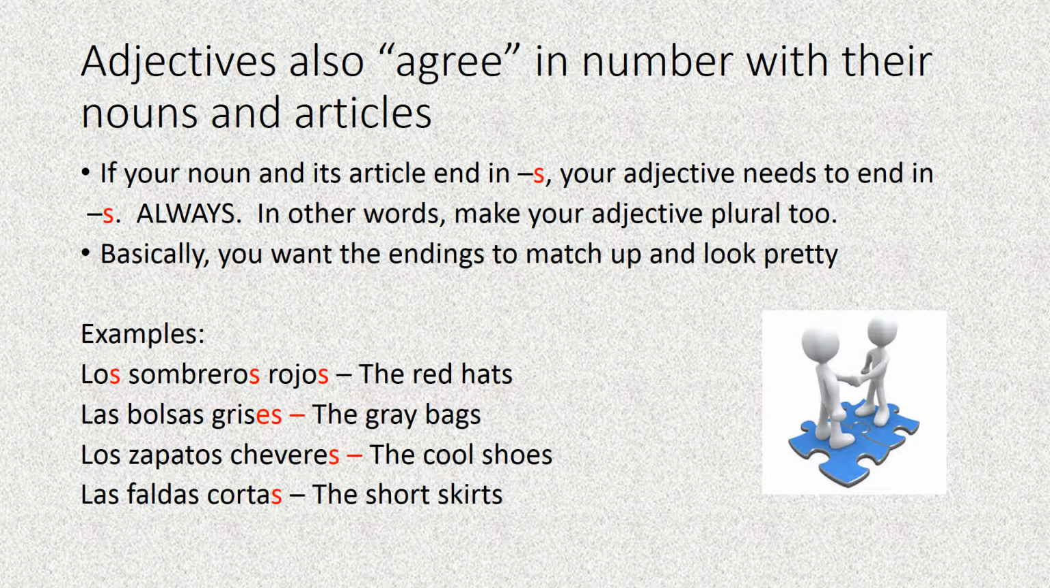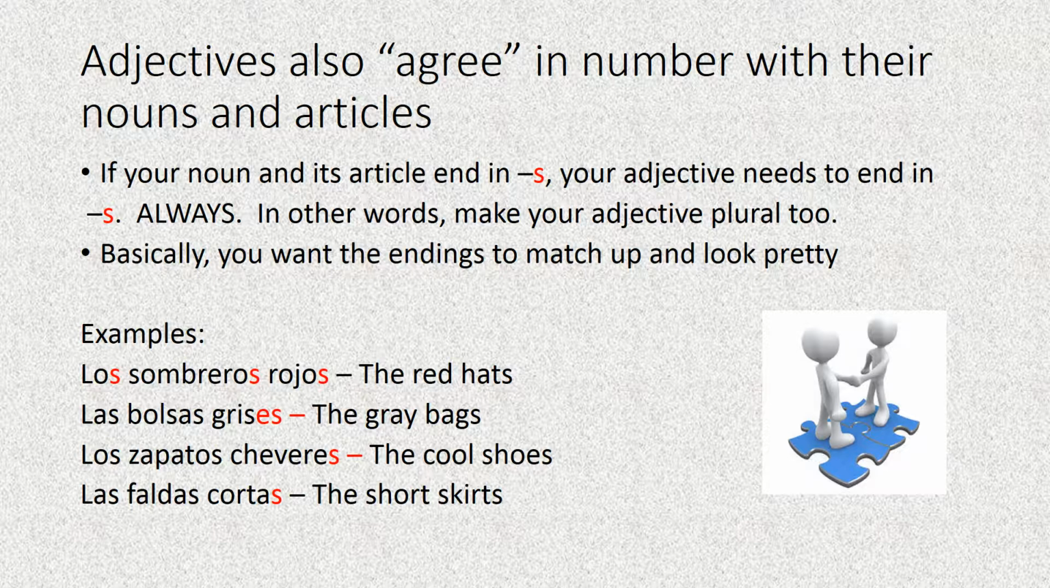So an example here, los sombreros. Okay, so los sombreros is masculine and plural. So we got to make sure that the adjective rojo becomes masculine and plural. Rojo, and we add an S to make it plural. Rojos. So that is correct. Los sombreros rojos.